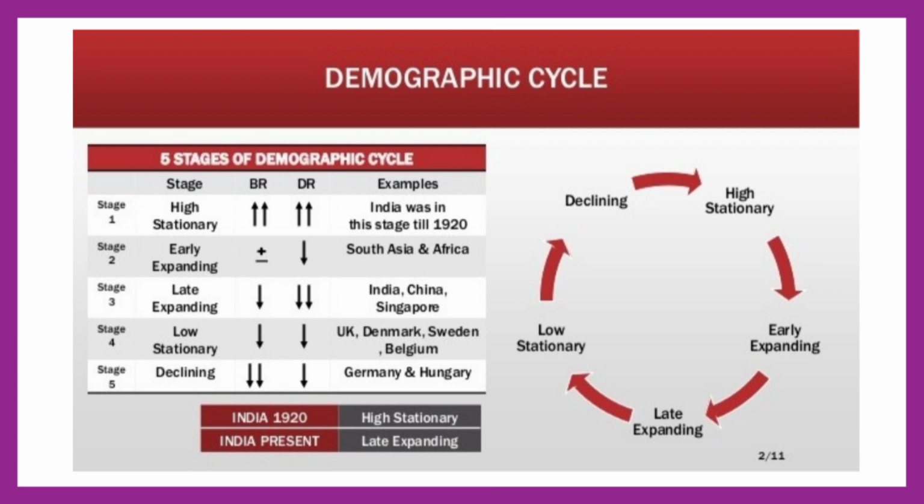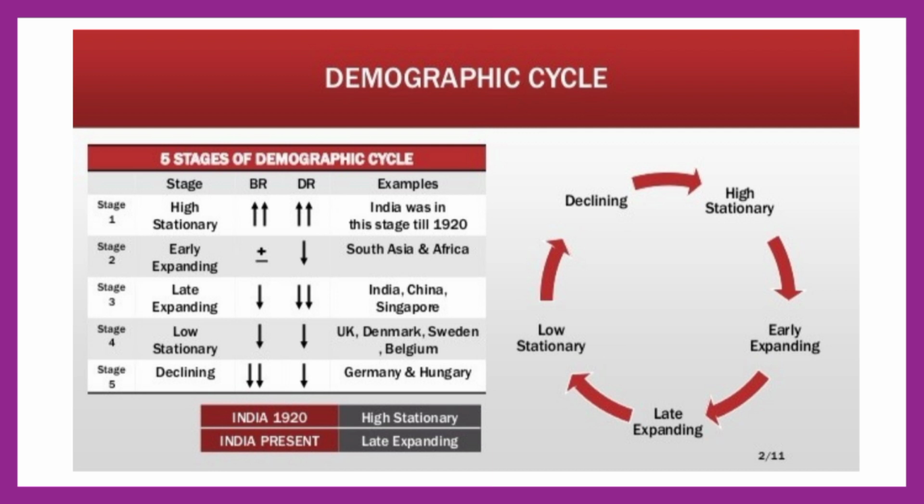So we'll just have a quick review. The 5 stages, 1, 2, 3, 4, 5. First is high stationary, both are high. Second is early expanding, that means birth rate is same but death rate has declined. Third is late expanding, that means birth rate and death rate both are low but birth rate is still higher than the death rate. And the stage 4 is both are low and constant, stationary.